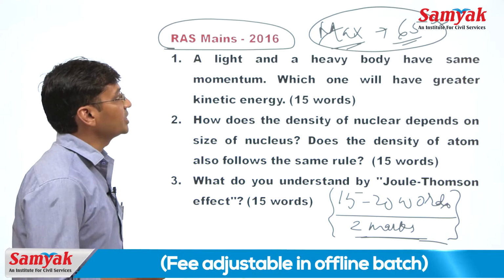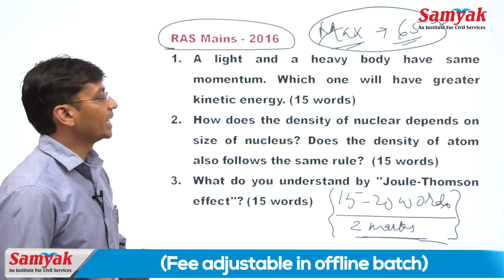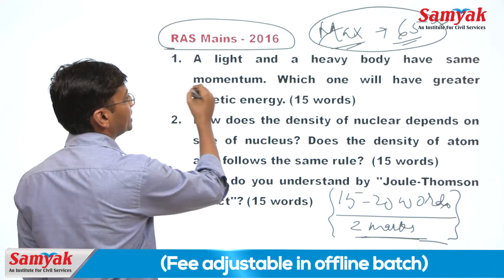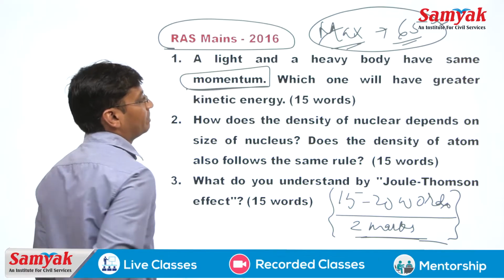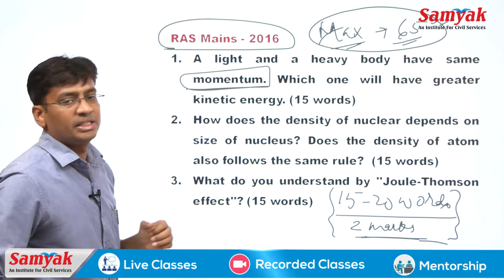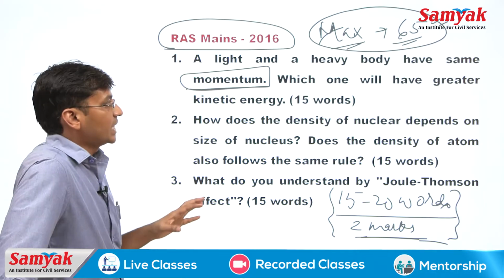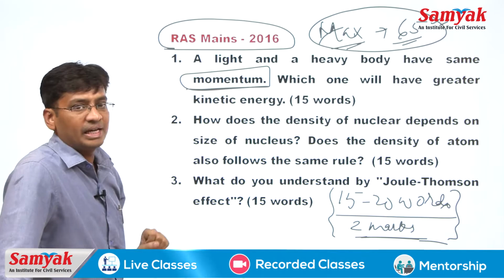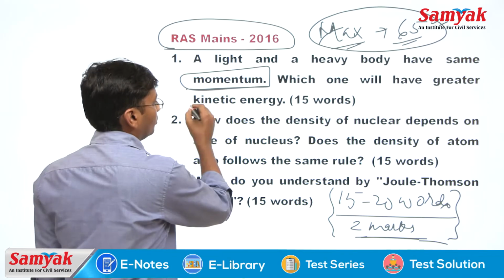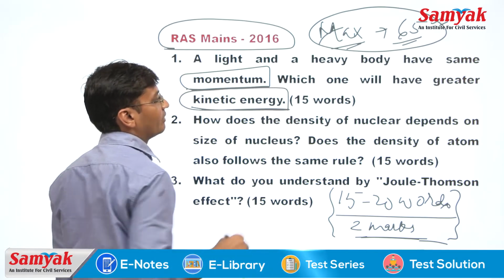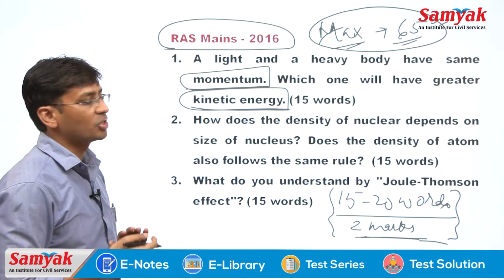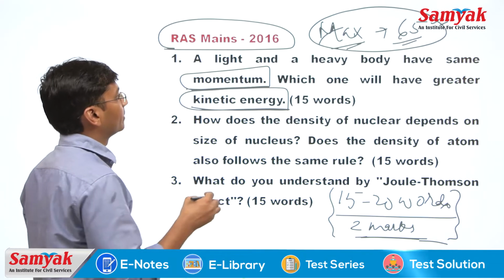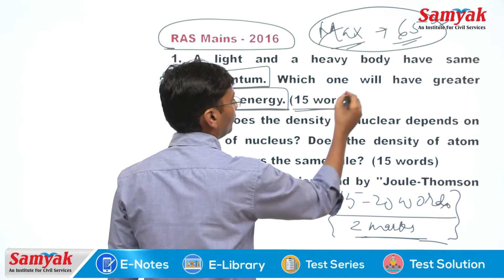Okay. So, the first is: a light and a heavy body have the same momentum. Basically this question is related to basic science. A light and a heavy body have the same momentum, which one will have a greater kinetic energy? But now this topic is not included in our syllabus. So, this question is not important for us now. Okay. But this question has to be answered in 15 words.